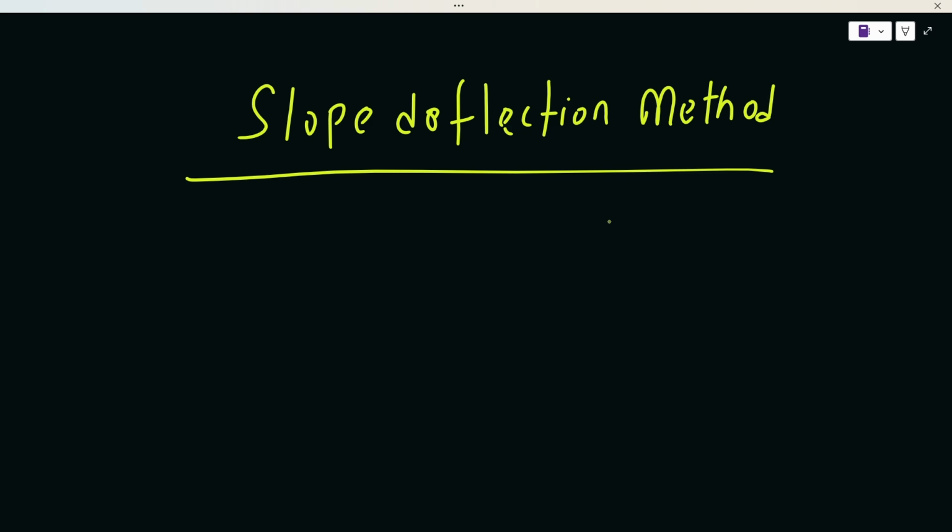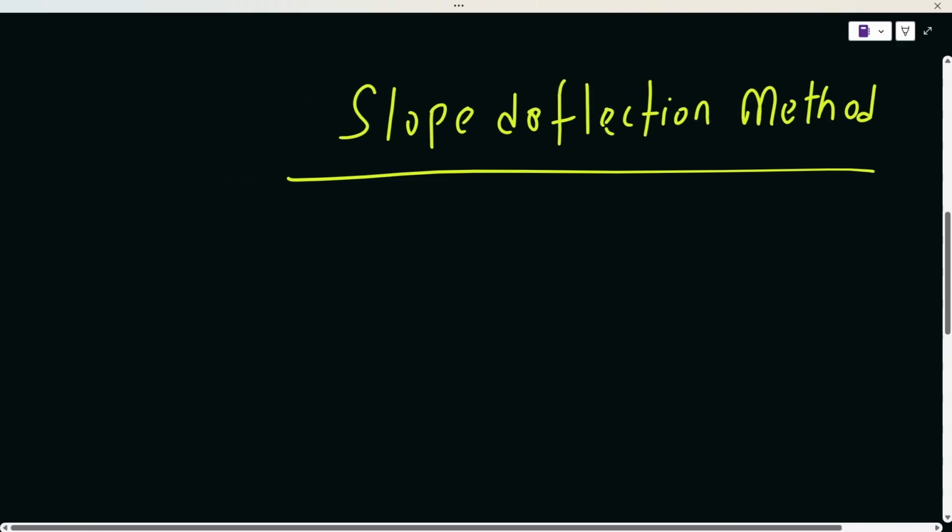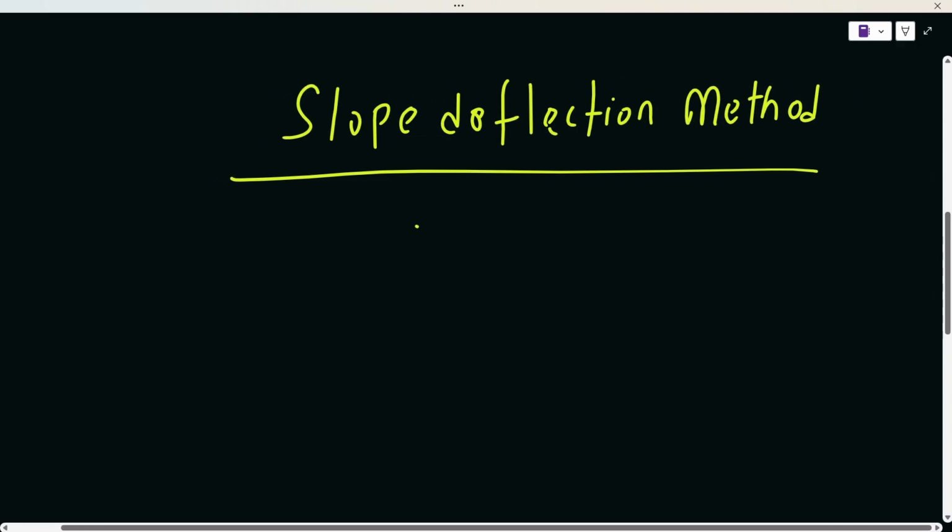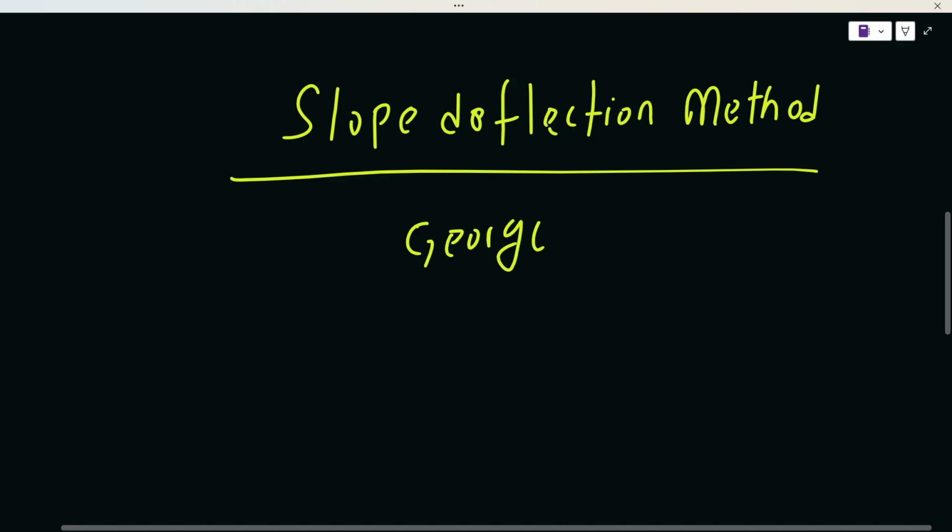Now, the slope deflection method was introduced by George A. Maney.